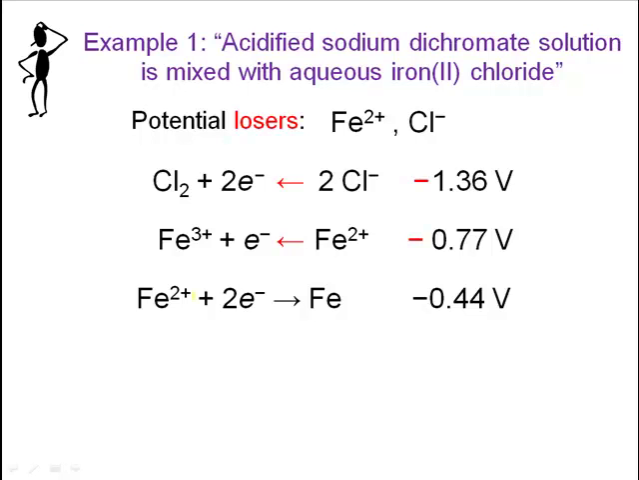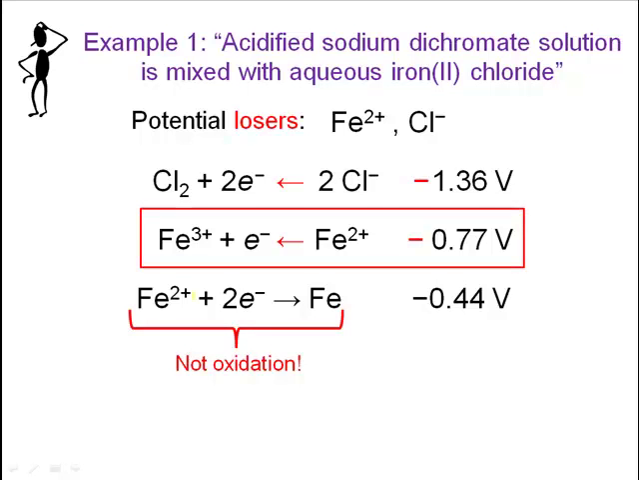Fe is also going the wrong way. Again, these are being oxidized, so they reverse. So Fe2 going to Fe3 has the most positive voltage, and so that is our loser.